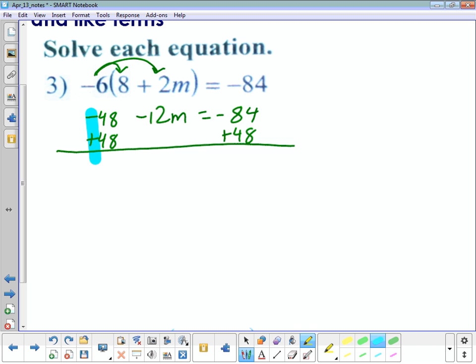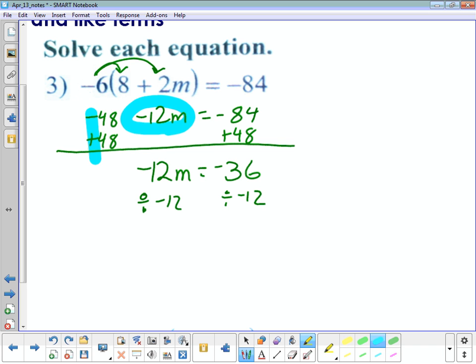Now, when I get this, notice this whole thing comes down. This whole negative 12m. You don't want to lose a negative. So now I just need to know what is negative 84 plus 48. Well, if they were the same sign, I'd add and keep, but they're opposite signs, so I'm going to subtract. So I'm going to take 84 minus 48, and I'm going to get 36, but I got to keep the sign of the 84, so that's a negative. So I have a negative 12m equals a negative 36. So now what do I want to do? I want to divide by negative 12.